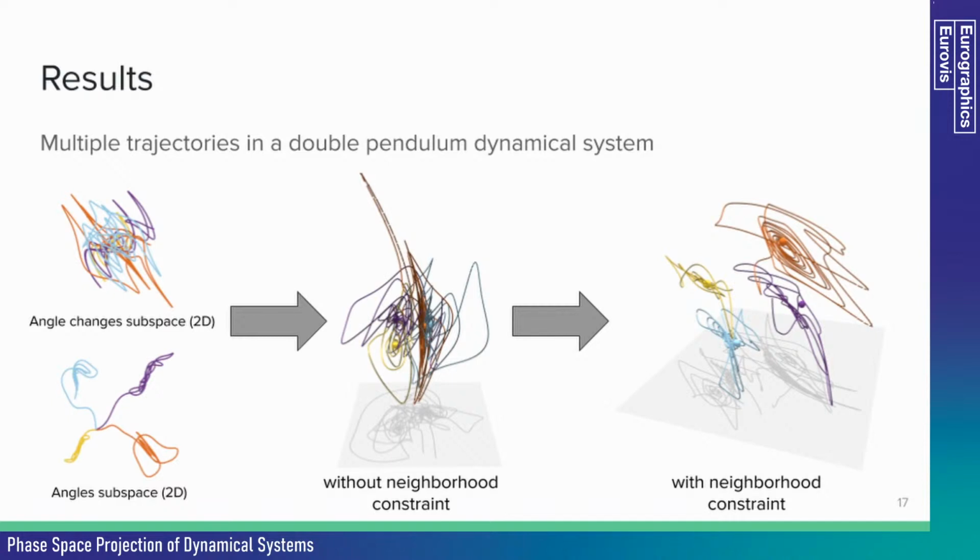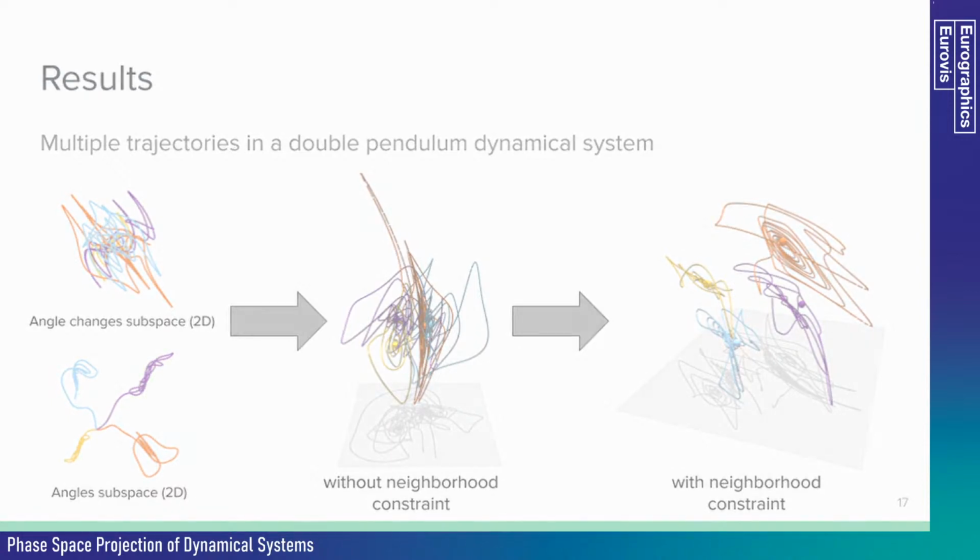After enabling neighboring constraints, the new projection map spaces out the curves according to the corresponding distances, and the resulting projections become easier to see.